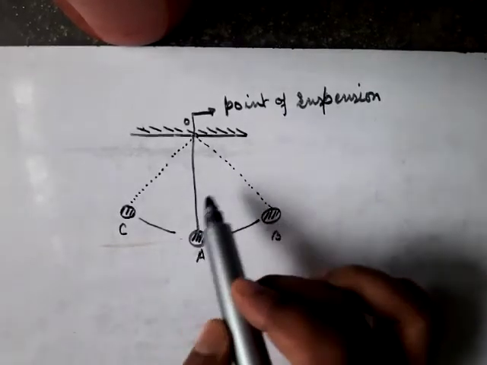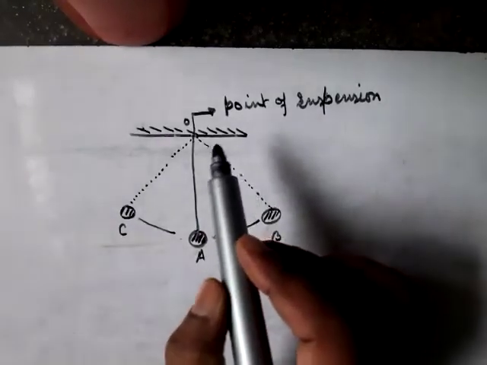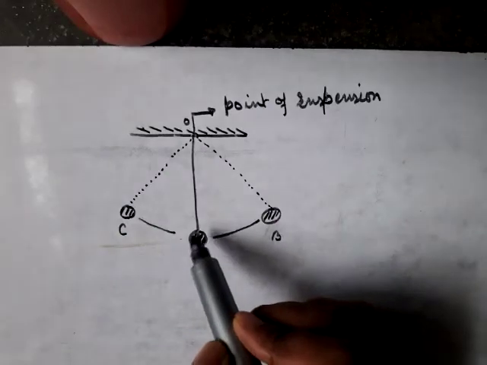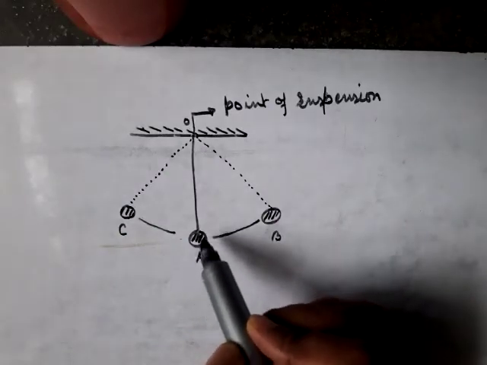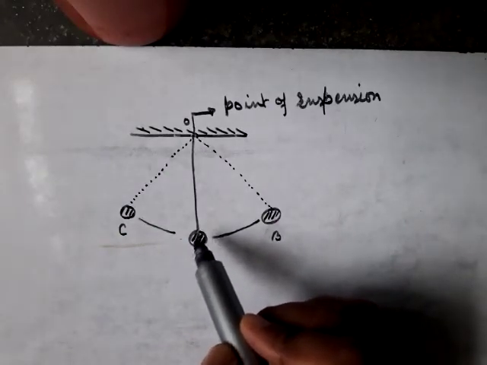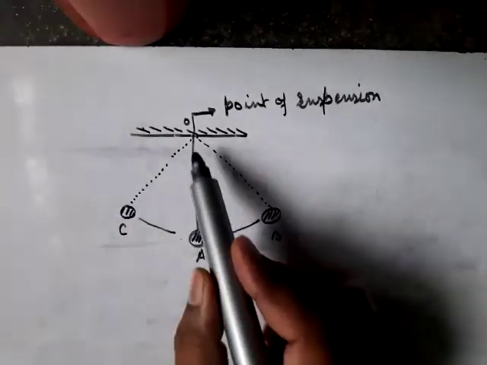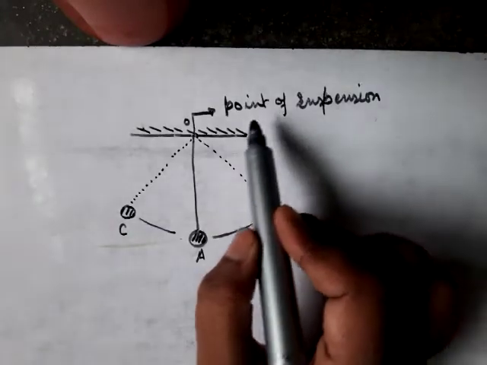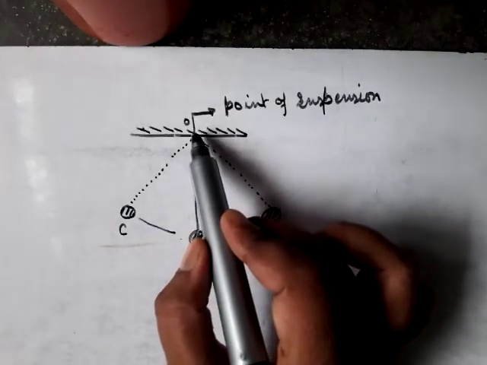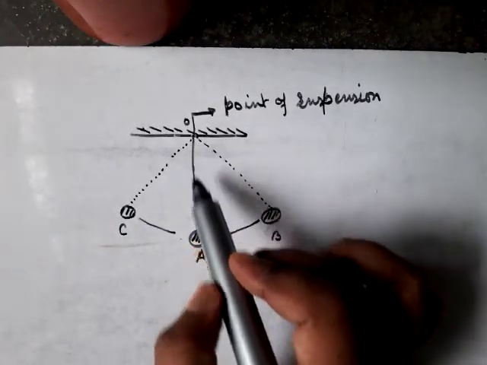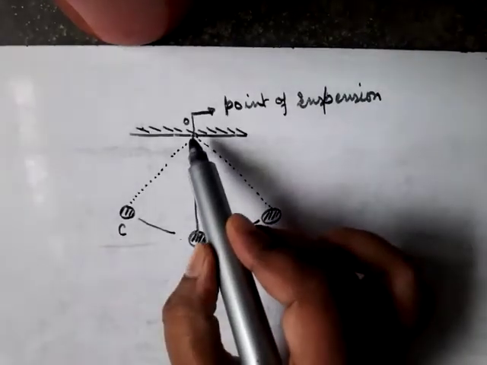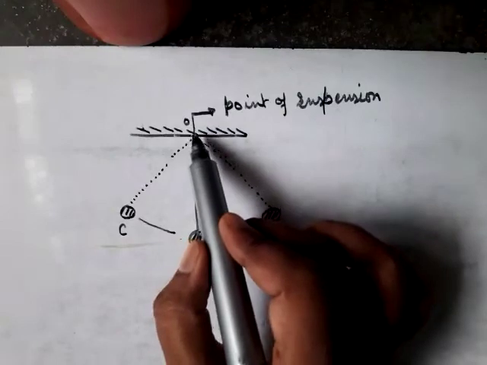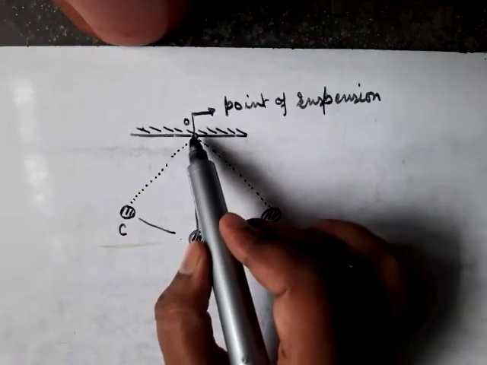This is a simple pendulum, and suppose this is a bob. This is the mass, which is called the bob, which is suspended from a fixed support that is called the point of suspension. This point is a rigid support from where the unextensible string is suspended, and it is fixed at one particular point.